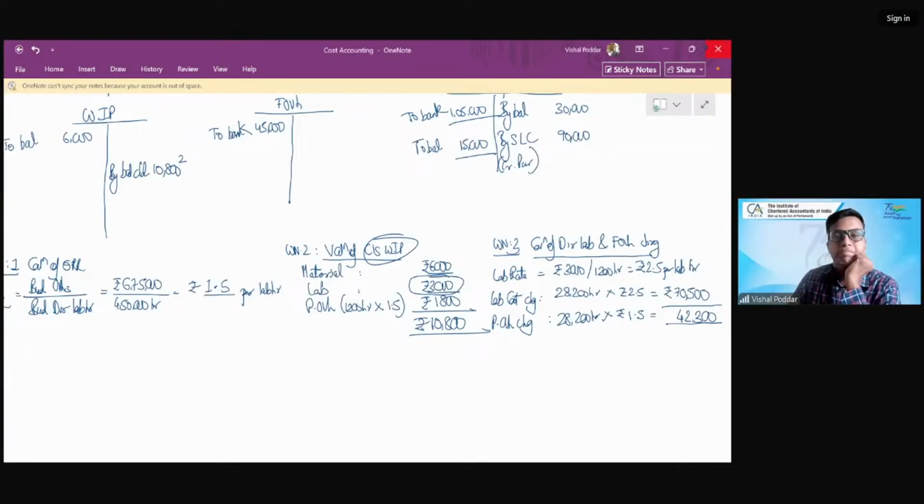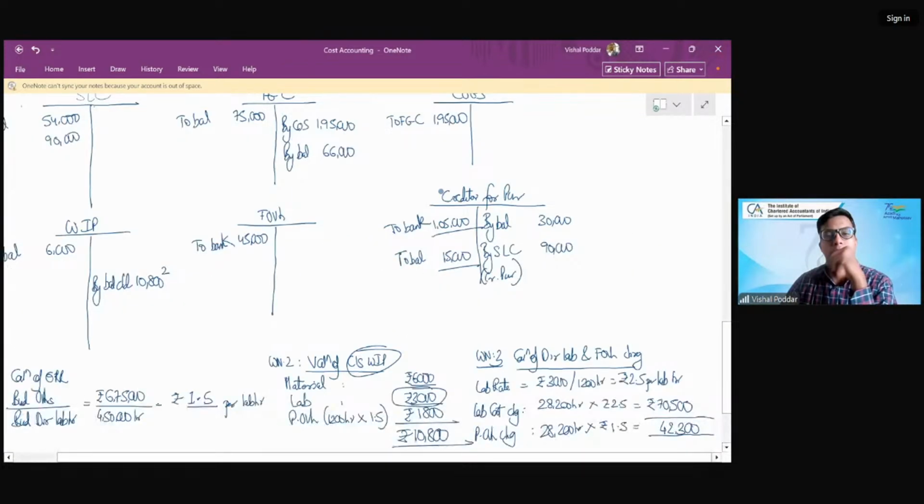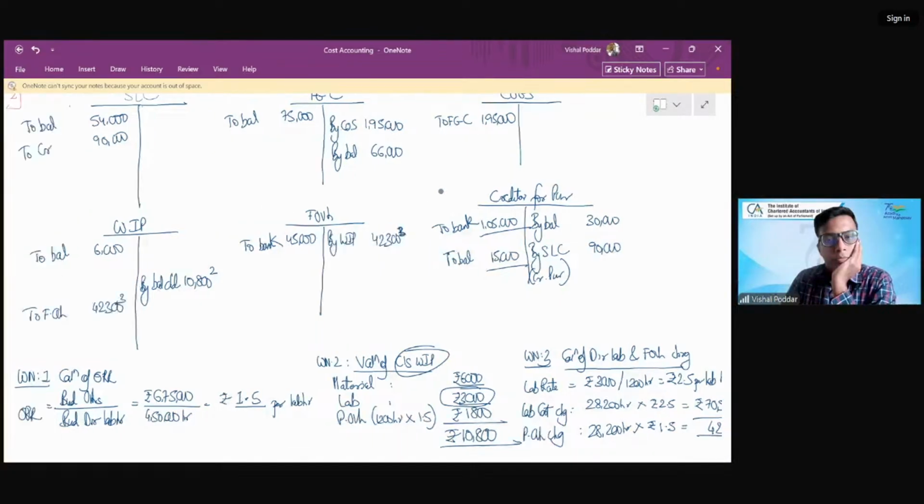Correct. So overheads charged by WIP, 42,300 as per adjustment 1. So to factory overheads 42,300. Sorry, not 1. It is adjustment 3. Then labor cost charged. So to LCC, this is for the labor cost. It is 7,500. And since they have not asked, we have not prepared the labor account. So there is no second effect for labor. Correct? Okay.